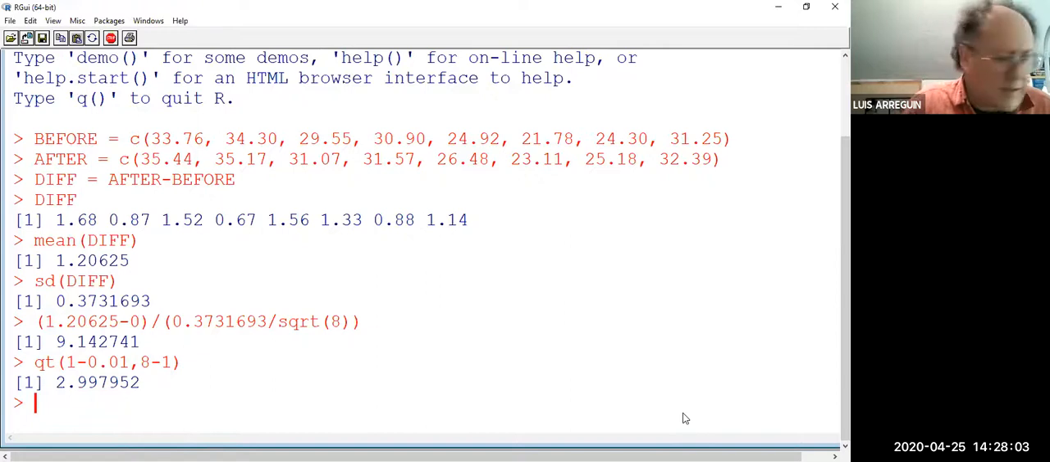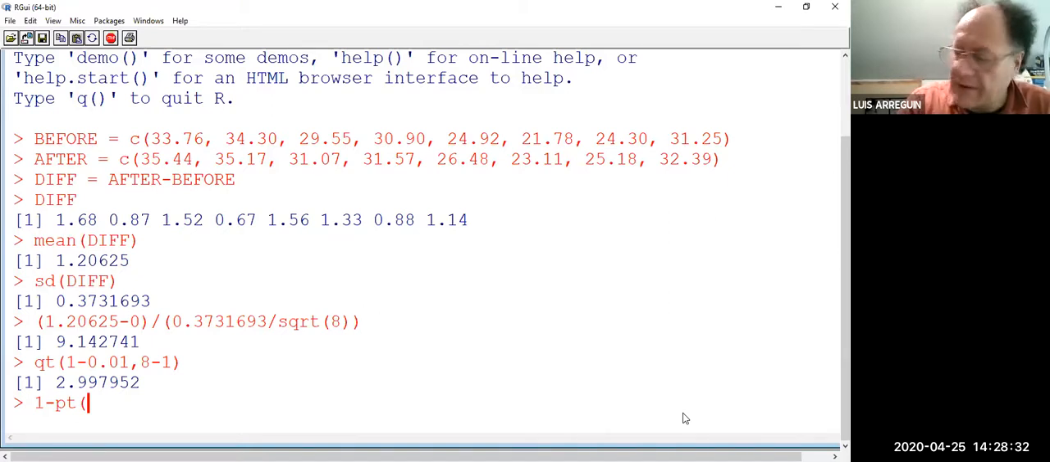So that's your critical value that you're gonna use to decide whether you get a value that's in favor of the null or against, or to reject the null. So the critical value is 2.997952. Now the p-value, let's say that you are using the other method, so you need to compute 1 minus pt, because this is a right tail test.